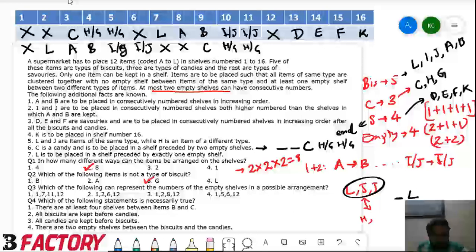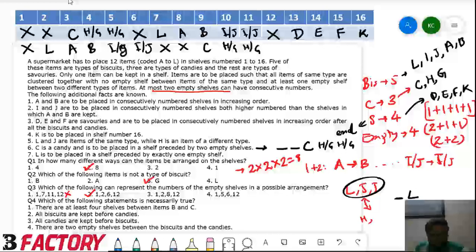Which of the following can represent the number of empty shelves in a possible arrangement? So we see 1, 7, 1, 7, 8. This is not possible. 11, 12 cannot be together. So this is not possible. 1, 2, 6, 12 is a possible arrangement. 1, 2, 8, 12 is not there. 1, 2, 6, 12 is there. 1, 5, 6, it should have been 7, 8. So this is also not possible.